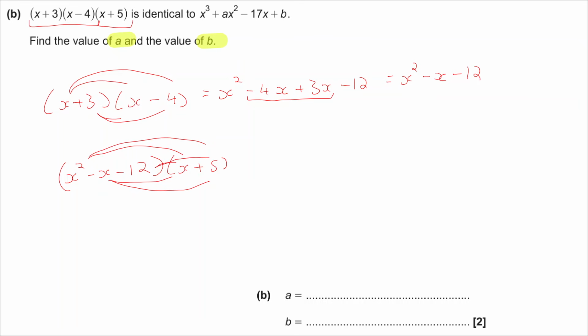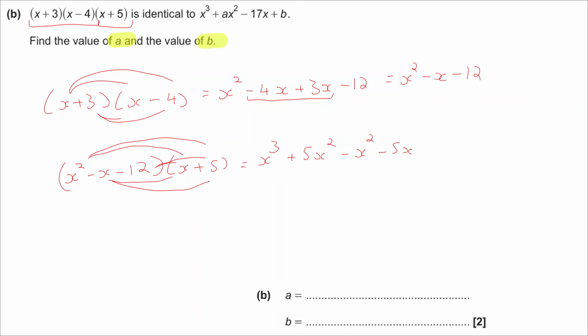Now, x squared times x is going to give you x cubed. You've then got x squared by plus 5, which is going to be positive 5x squared. You then got negative x by positive x, which is going to be minus x squared. You've then got negative x by plus 5, which is going to be minus 5x.